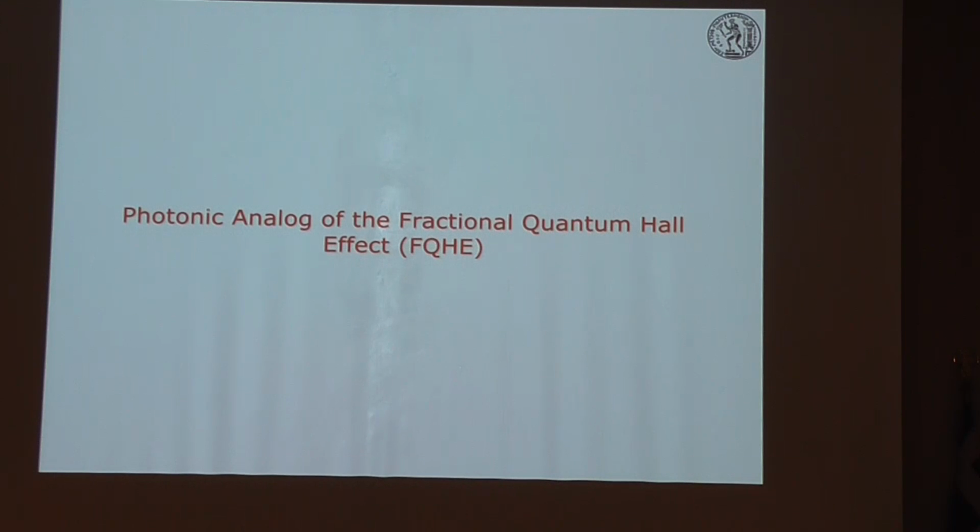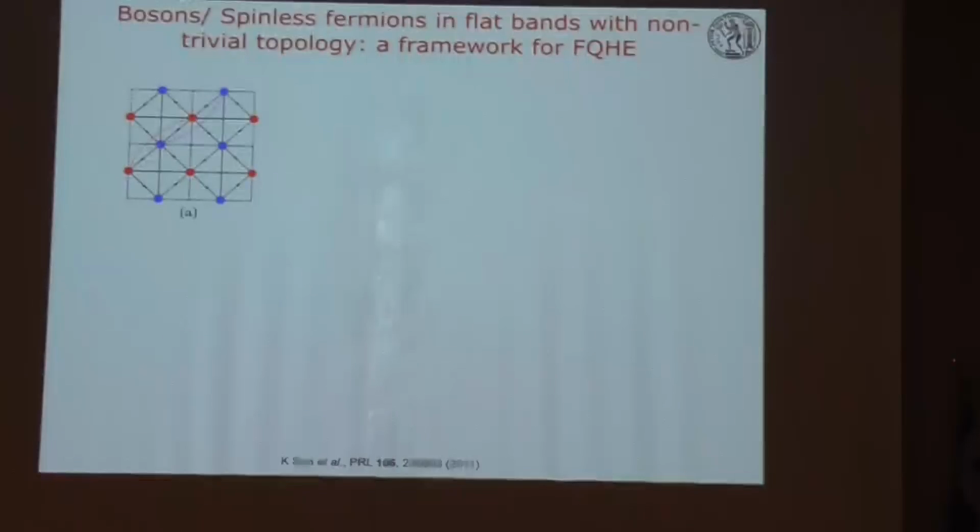Then I'm going to further analogies with the integer and fractional quantum Hall effect. This is a system which you also observed in the previous presentation from Dr. Kyle. This is a typical Haldane lattice, a checkerboard lattice, where we have assumed first, second, and third neighbors interactions. The interactions between first neighbors have phases of opposite signs.